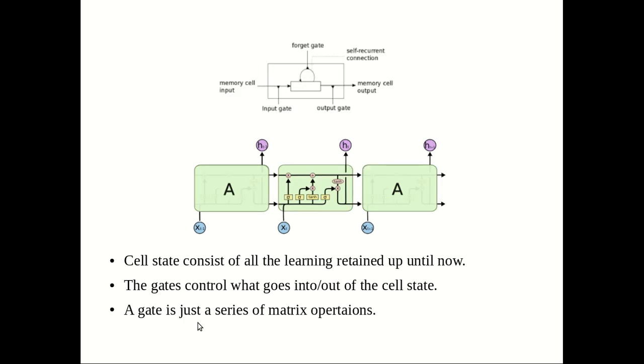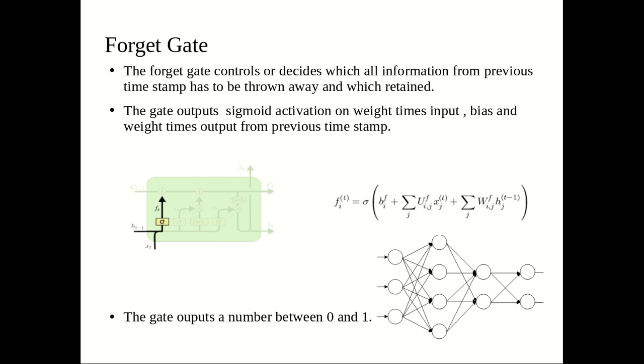Now this is the cell state. The cell state consists of all the learning that is retained up until now. The cell state is what retains the learning in every time step. And the gates are just elements which decide what amount of information goes into the cell state or out of the cell state. It's just another series of matrix operations. Now we'll look into each of the gates in detail.